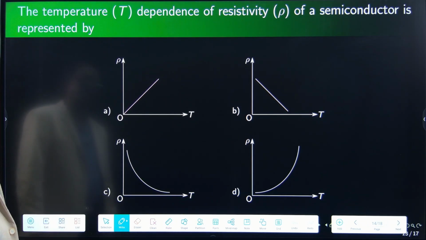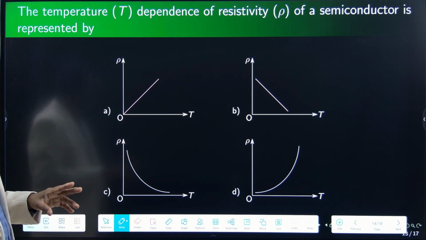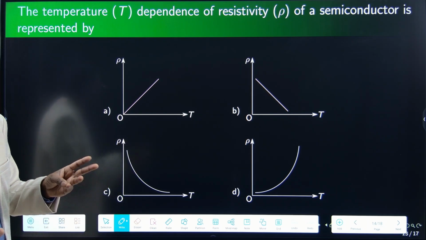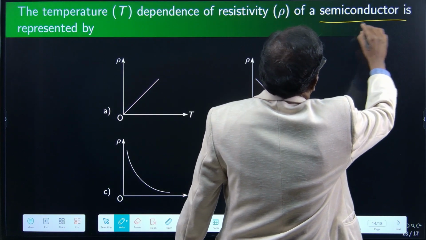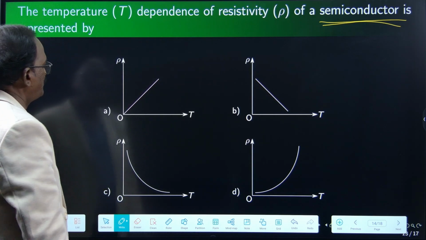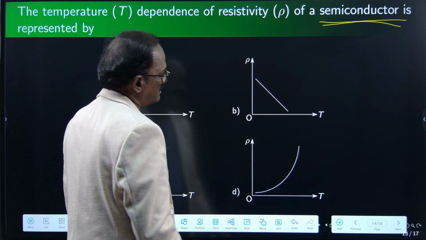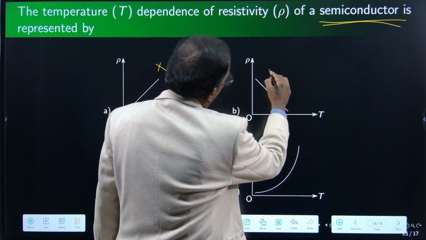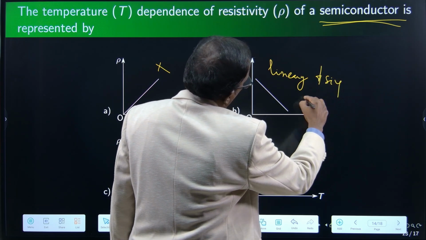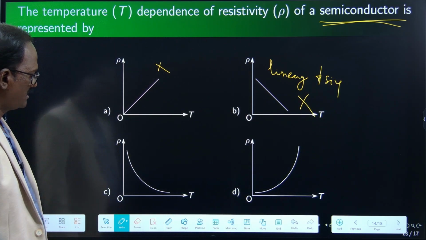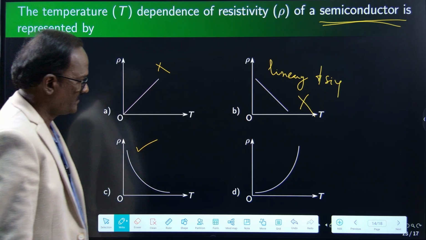The shape is given: the temperature T dependence of resistance as well as resistivity. The curve is the same for both resistance and resistivity of a semiconductor. Semiconductors are represented by which curve? This one is increasing, it should not increase. This one is decreasing, but linearly decreasing, so this is not right. Yes, this is the correct answer. This is increasing.